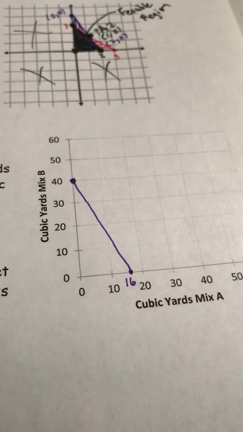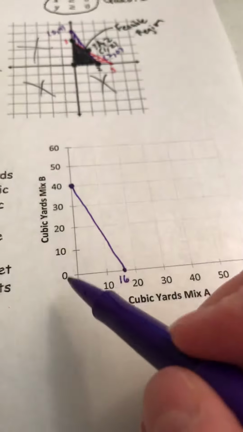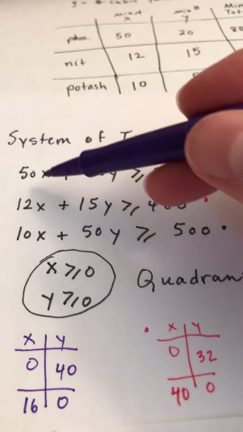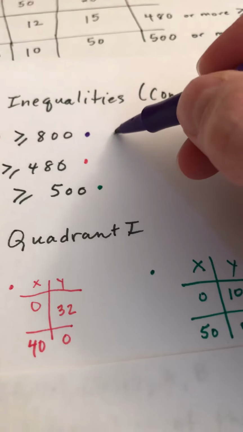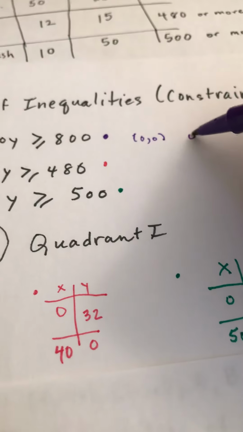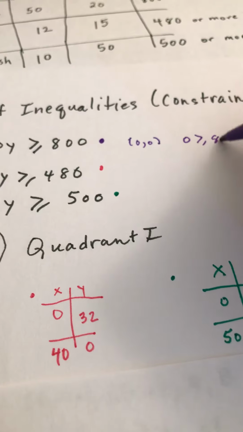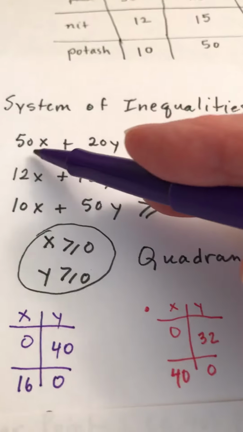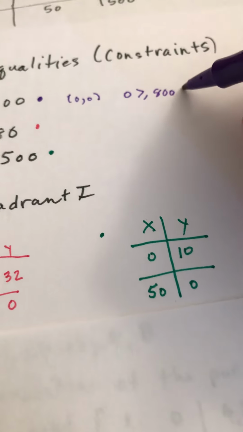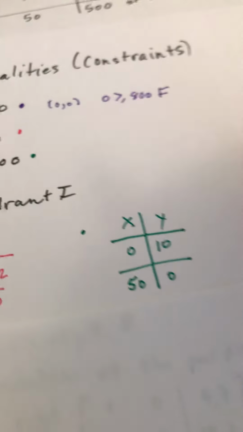We're going to decide which side to shade on. So I'm going to put 0, 0 in here. And when you put 0, 0 into this inequality, you get 0. So for your test point, 0, 0, this is going to give you 0 is greater than or equal to 800. That is false. So we are going to shade on the other side of this line.